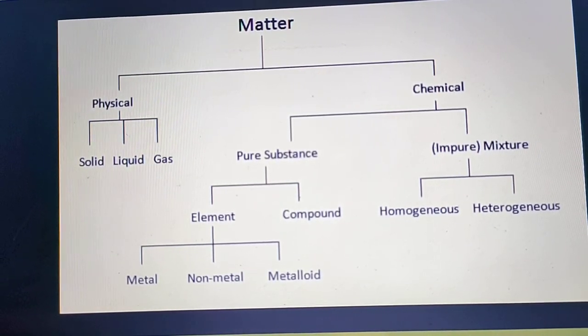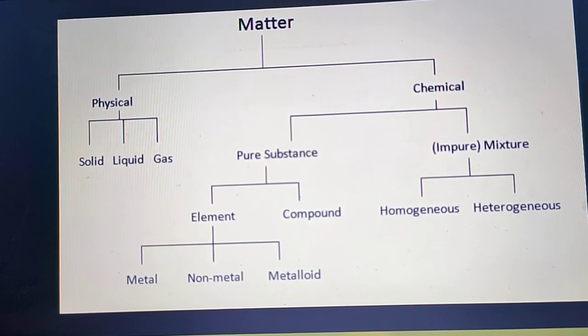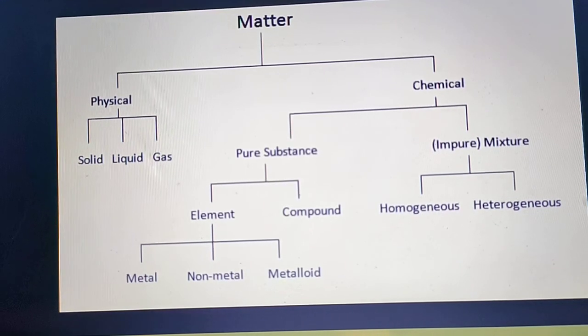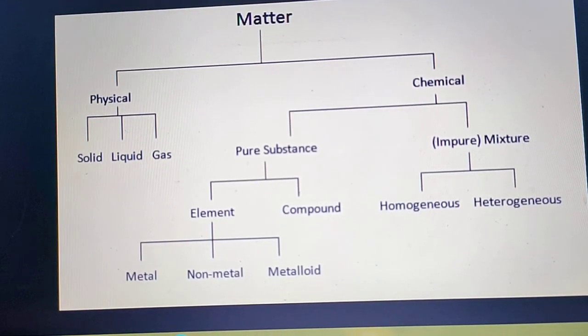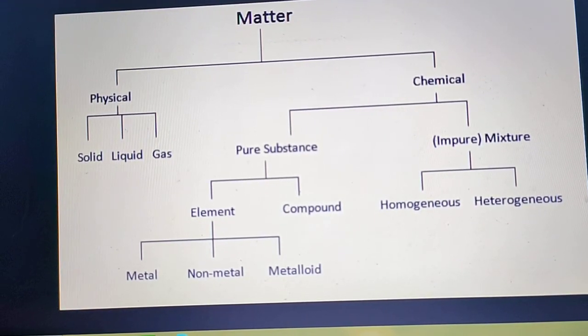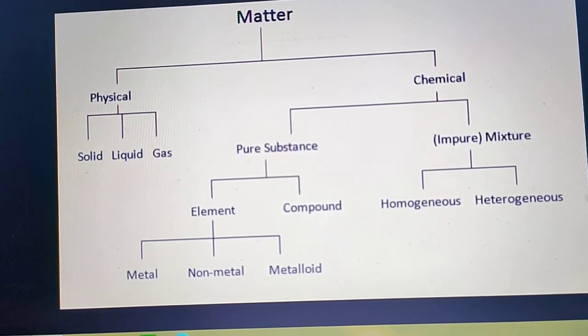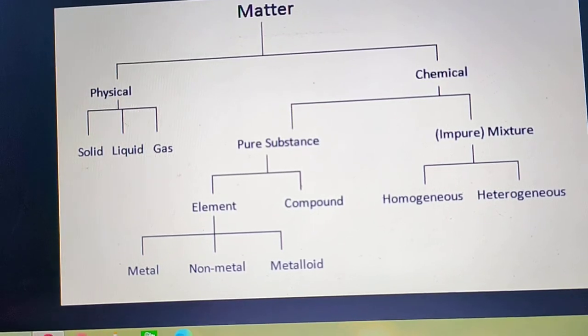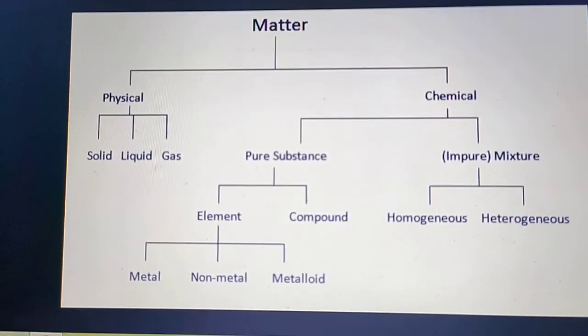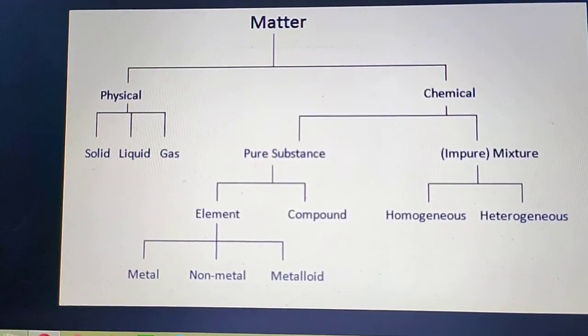For example, when a piece of sodium metal is dropped into a beaker containing water, a vigorous reaction takes place, as a result of which sodium hydroxide and hydrogen are formed. This sodium metal can be recognized by its chemical reaction with water. So this is all about the physical and chemical properties.